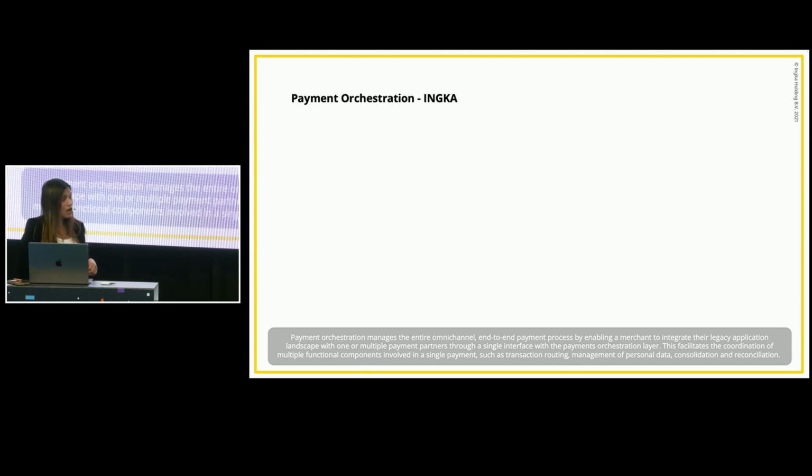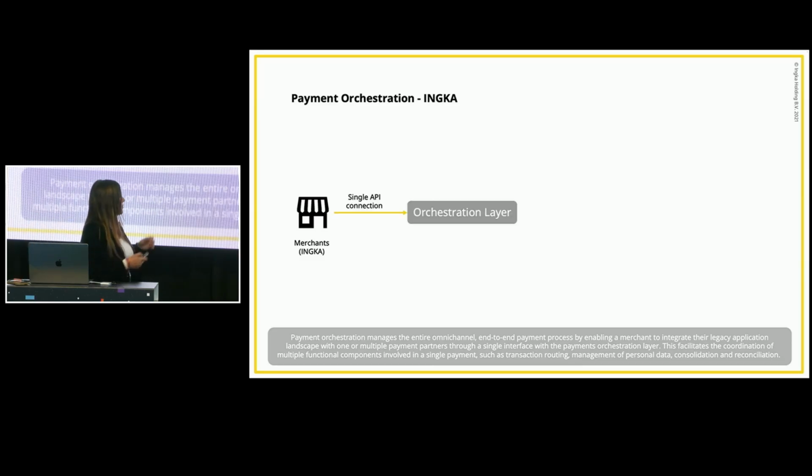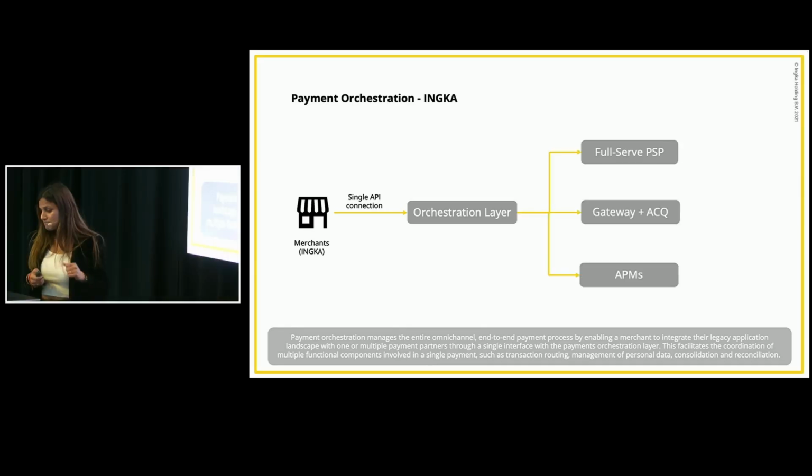So this is how the payment orchestration at IKEA is going to look like. So we will have our merchant Inka. Then there will be the single connection with our orchestration layer that you could see. And they will provide all the benefits from this. And they will help us to connect to multiple full-serve PSPs, gateways, and APMs. So basically, now the whole payment as a service is going to become our internal PSP within IKEA that all the IKEA retail channels can basically use.